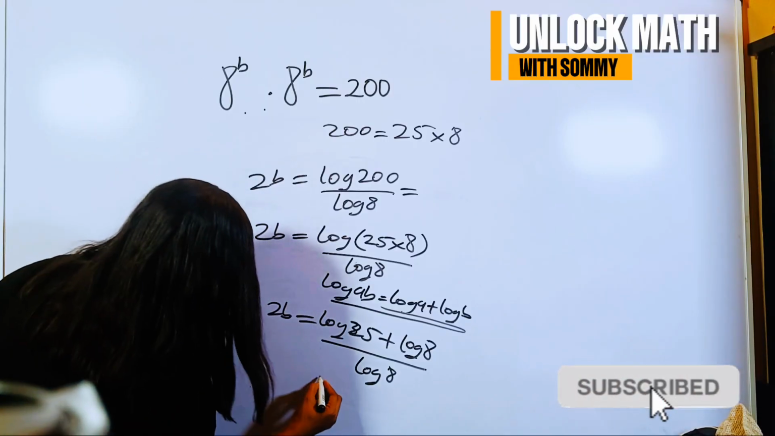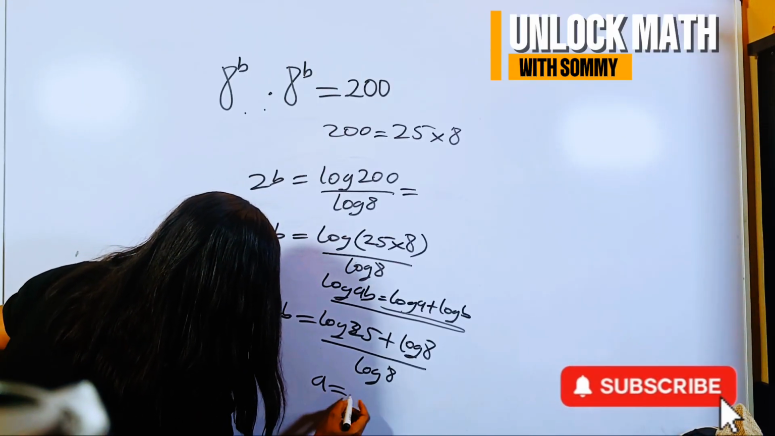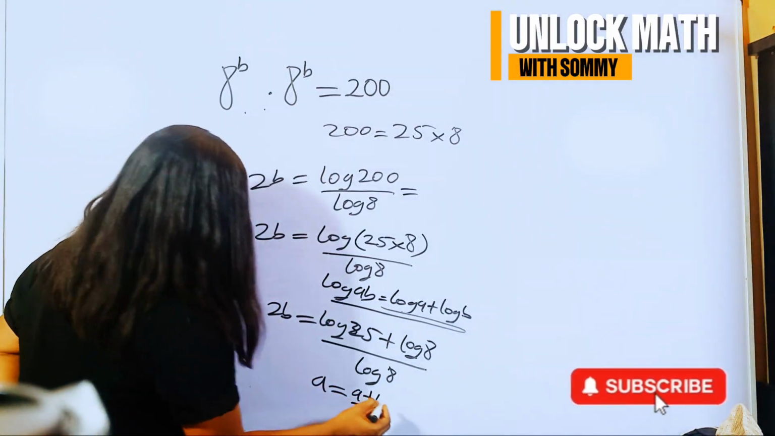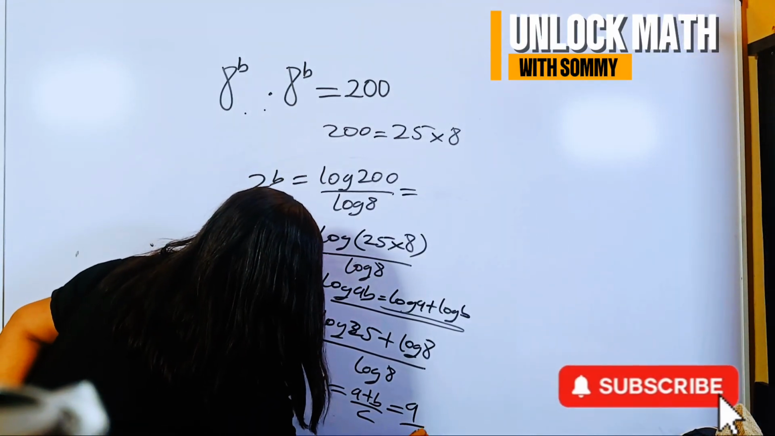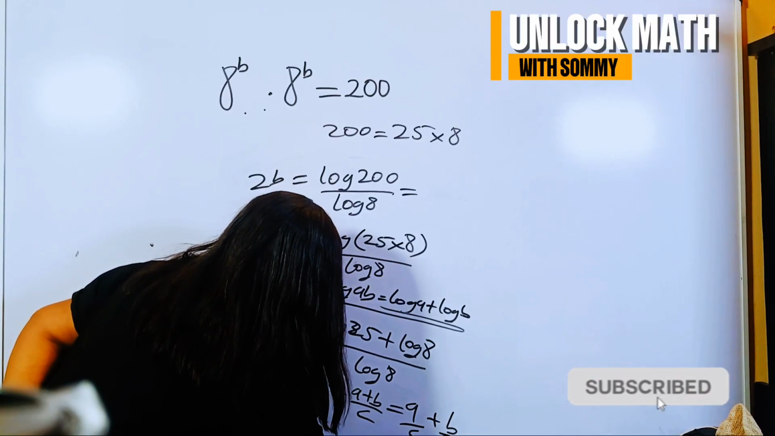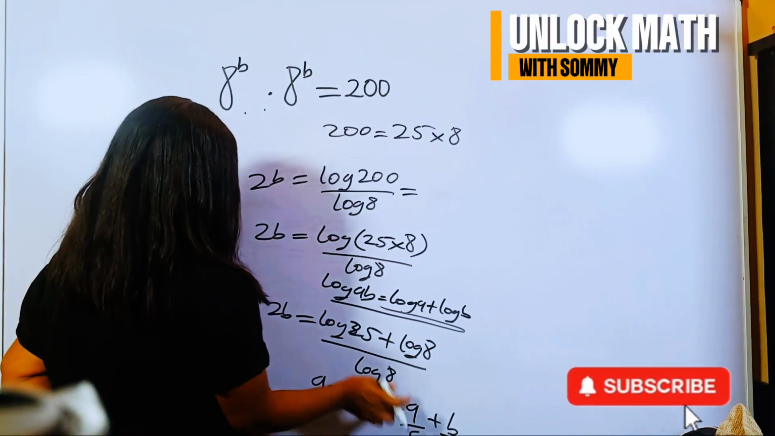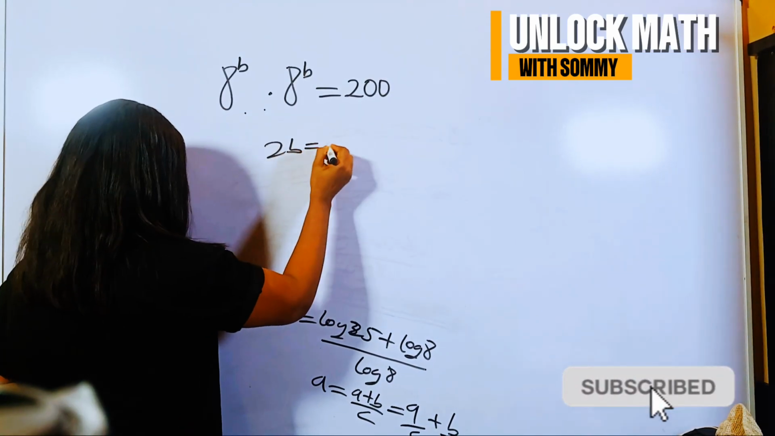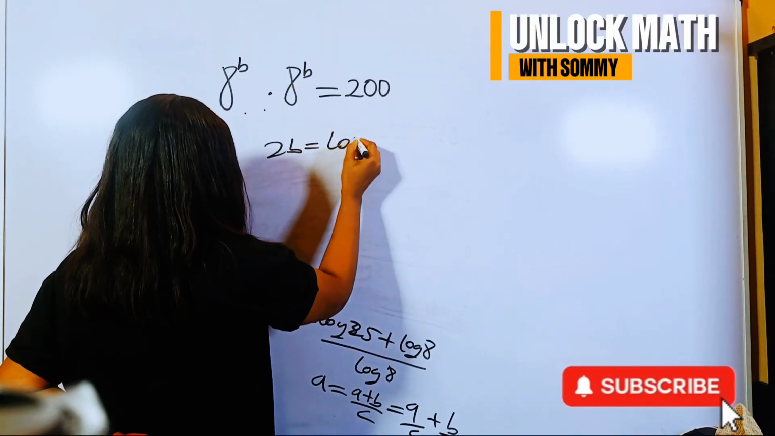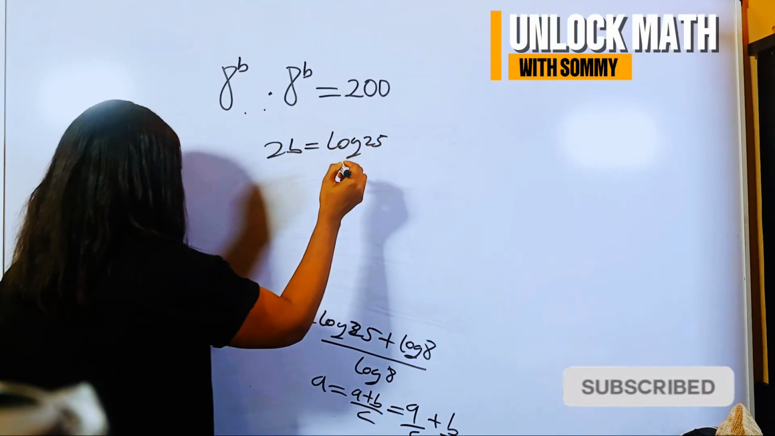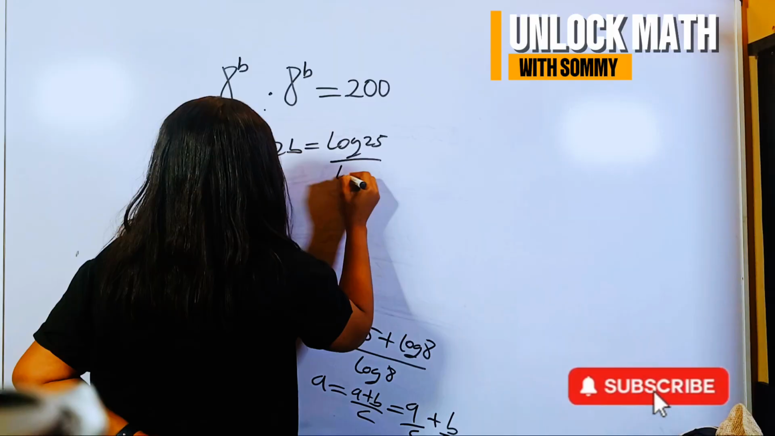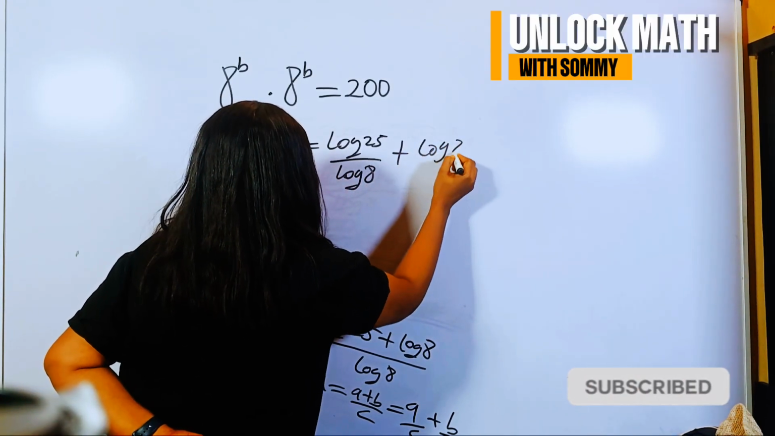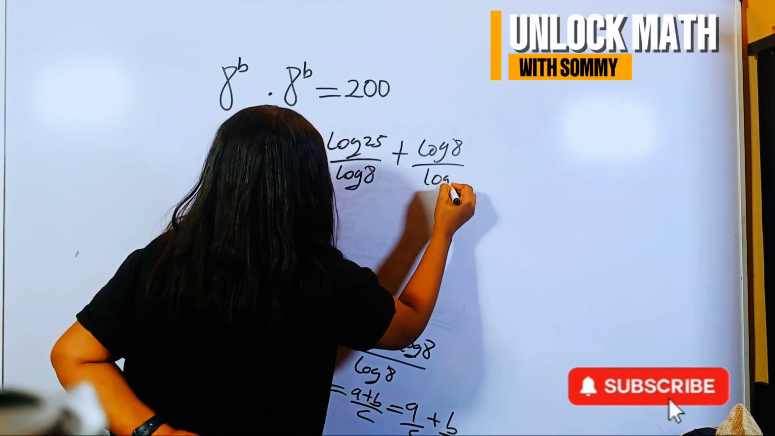Also, remember that a plus b divided by c is the same thing as a divided by c plus b divided by c. If we apply this here, we now have 2b equals log 25 over log 8 plus log 8 divided by log 8.